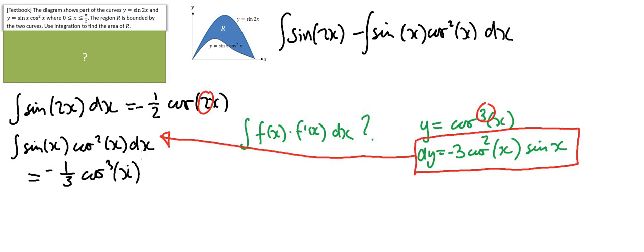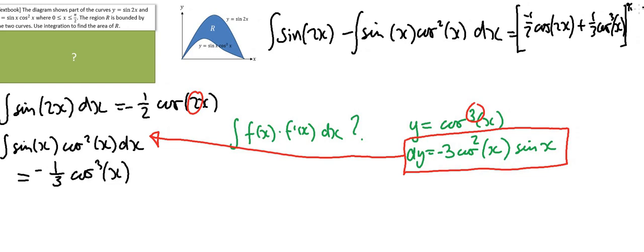So now we've got our two integrals. We can write that this is equal to minus a half cos of 2x plus, because remember, we're subtracting a negative, that gives us 1/3 cos cubed of x. Then what we have to do is put our limits in. Our limits go from 0 to pi over 2.